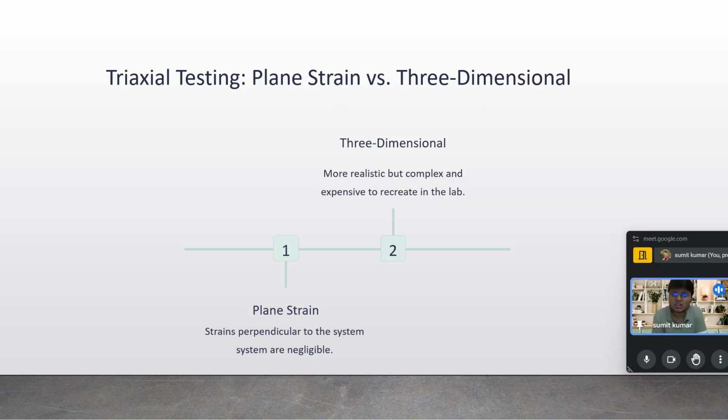Okay. So we are talking about triaxial testing, that is plane strain or three dimensional. In plane strain, the strains perpendicular to the system are negligible, but when we talk about the three dimensional case, it is more realistic but complex and expensive. In the lab, as you know, there are different types of tests.